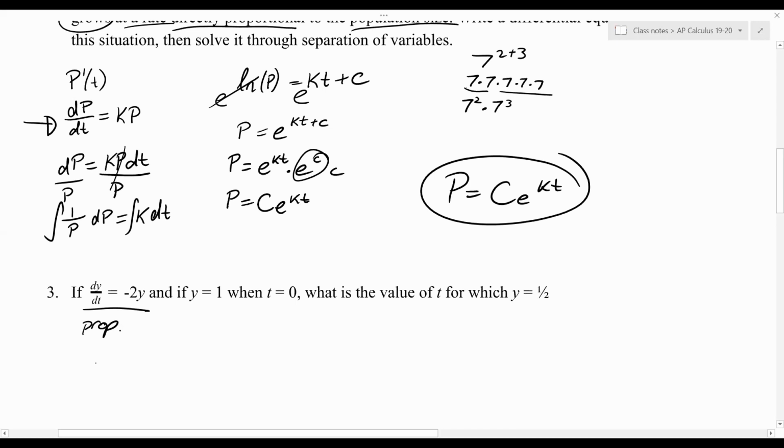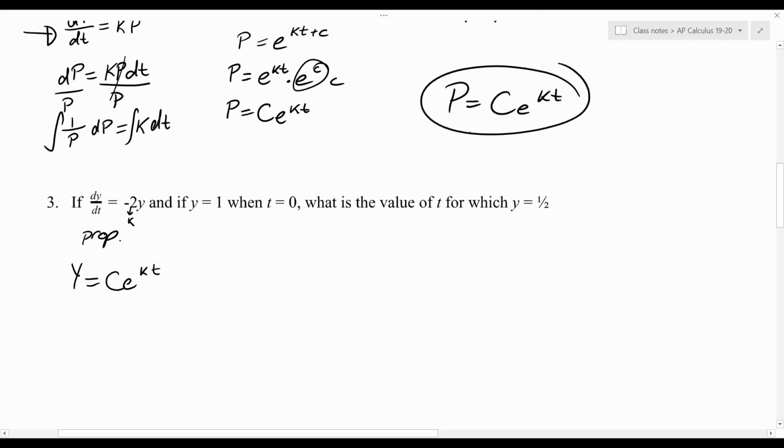So I can skip a lot of the work of integrating by just recognizing I can use this formula. So here y is my variable instead of P, y equals C e to the kt. Well, what's my k? Remember, this constant is our k. So we can rewrite this as y equals C e to the negative 2t. Now they give us some initial condition that we can use to find C.